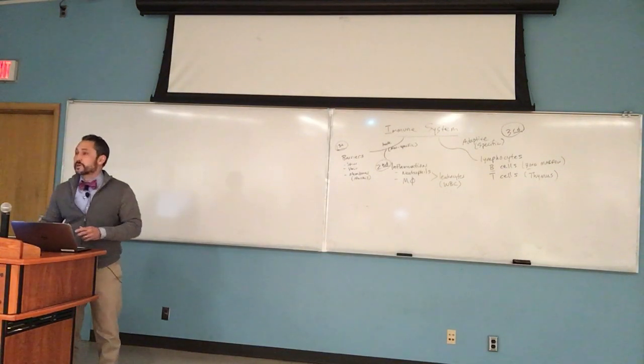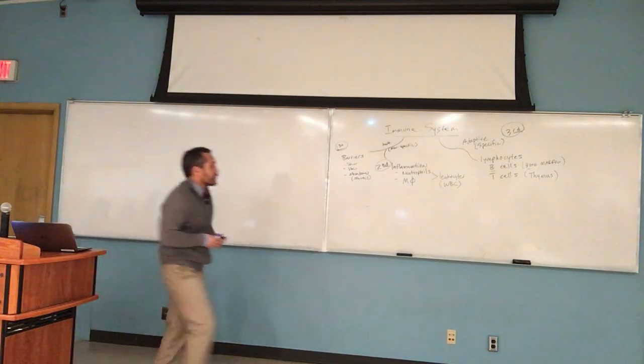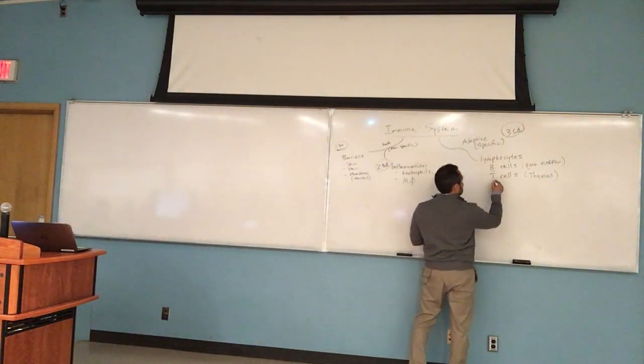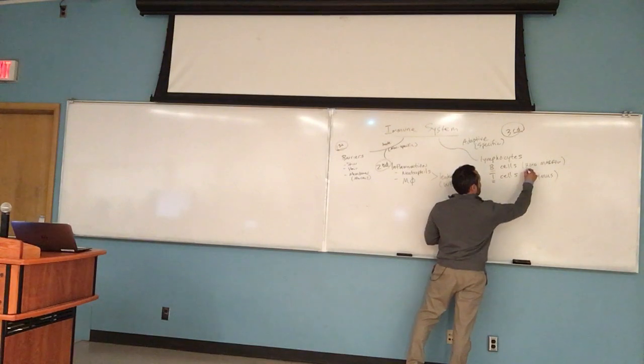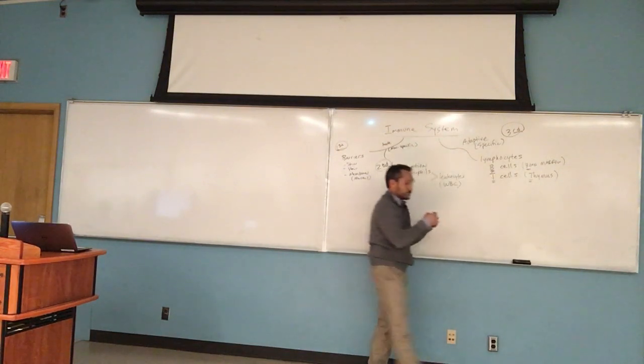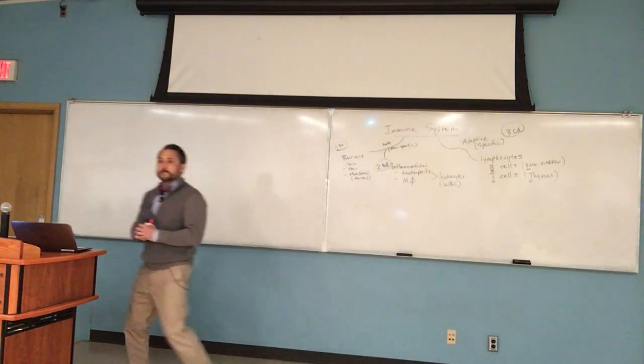That's because of where they're maturing. That's correct. The B is bone marrow. The T is thymus. Okay, so it's really convenient.